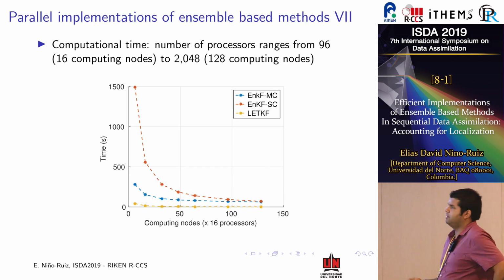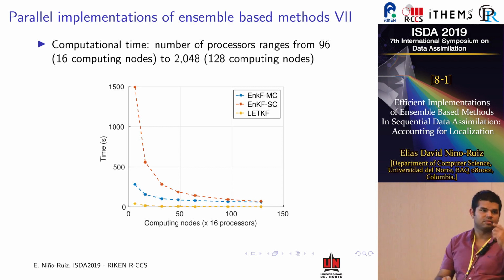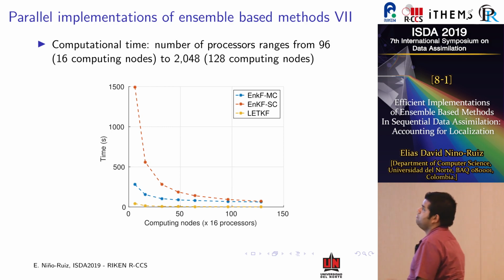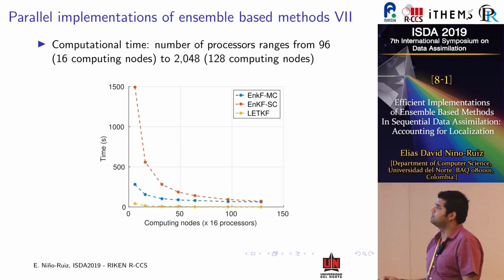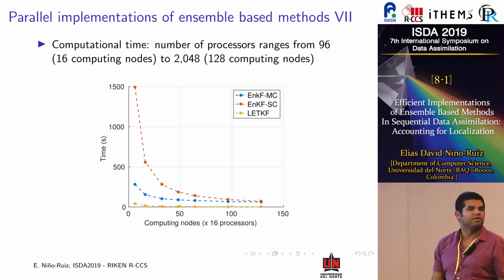And this is how things look. The LTKF is much, much faster than the other two methods. This time is in seconds, and this is the number of computing nodes. As I increase the number of computing nodes, we can see that effectively the time taken for the simulation decreases, which is something that we expect. For the maximum number, the SC and MC approximations are very similar.